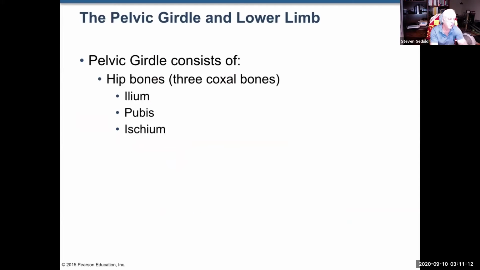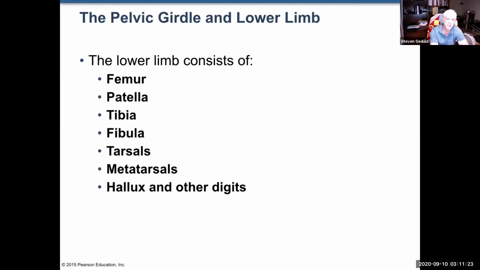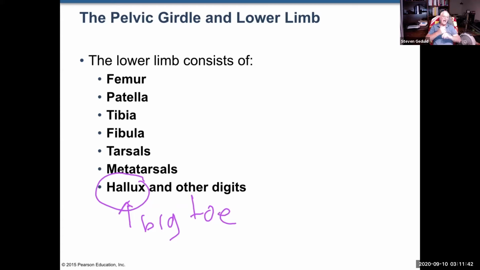Pelvic bone. Pelvic bone is your hip bone. It has 3 parts: the ilium, the pubis, and the ischium. Okay, the lower limb consists of your femur, your patella, your tibia, your fibula, tarsal bones, metatarsal bones, the hallux, and the other digits. Hallux is your big toe. Okay, so the pollex is your thumb, hallux is your big toe. Each of those is going to have 2 bones making it up, 2 phalanges. The other ones are going to have 3, correct.